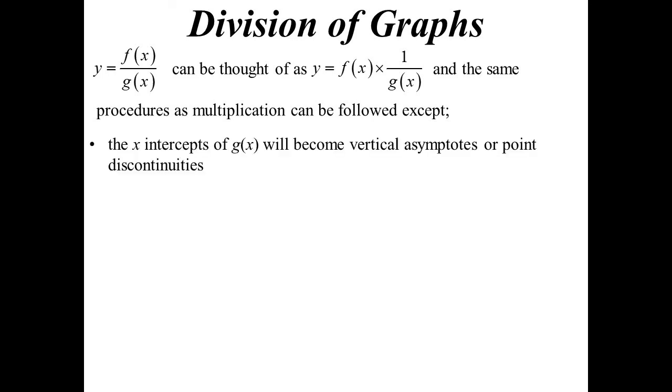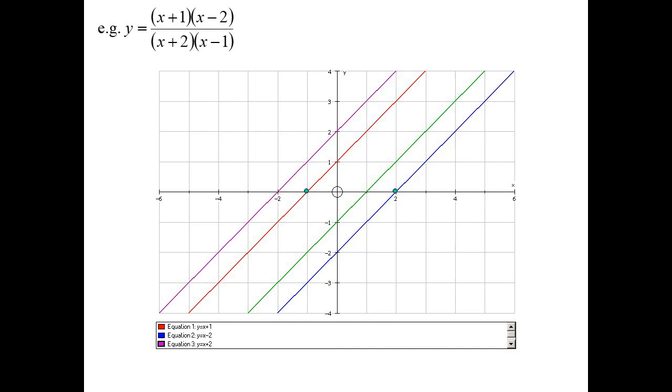will become vertical asymptotes because they're now on the bottom of the fraction. And so they can't equal 0. So we know they're going to be vertical asymptotes, or maybe point discontinuities. But we certainly know it's not going to be in the domain. So let's do this one: (x + 1)(x - 2) on (x + 2)(x - 1).